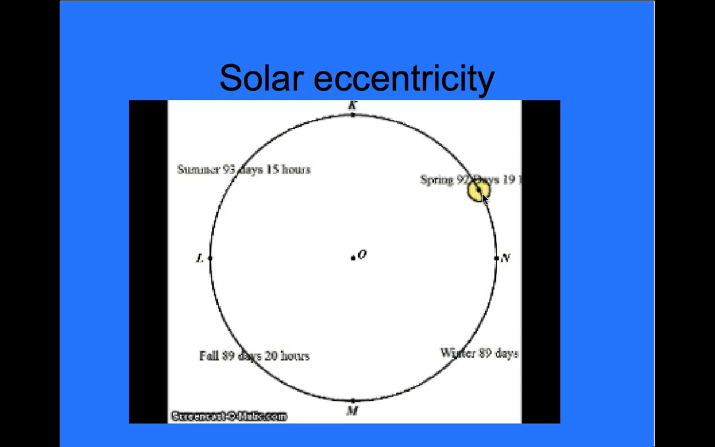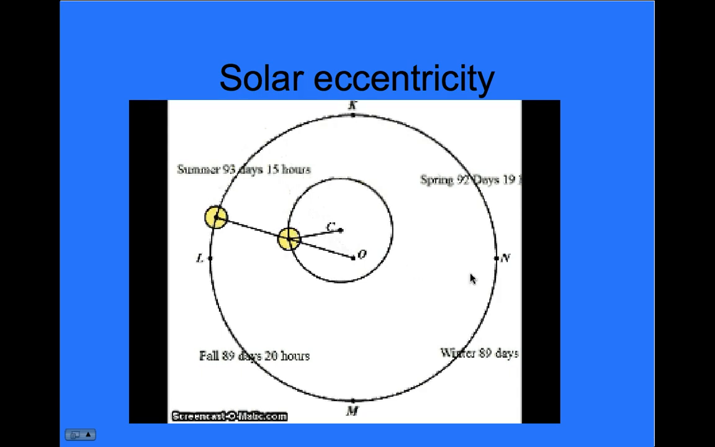And they didn't know why. Like right now, it's about 92 days for spring, 93 days for summer, 89 days for fall and winter. And they wanted to know why this is. So they came up with a theory. And the theory was that maybe the Earth is not in the center of the circle that the sun is going around.